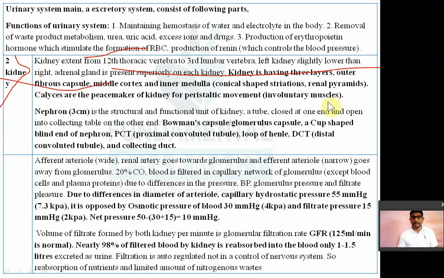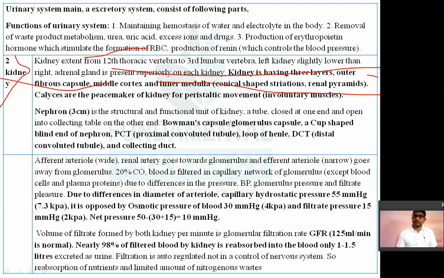Now the kidney is made up of a three layer structure. The outer structure is known as a fibrous capsule. The middle structure is known as a medulla. The kidney is enclosed in the outer fibrous capsule. Then after that there is a cortex. After that there is a medulla, and after that there is a renal sinus. So these are the three layers of the kidney.